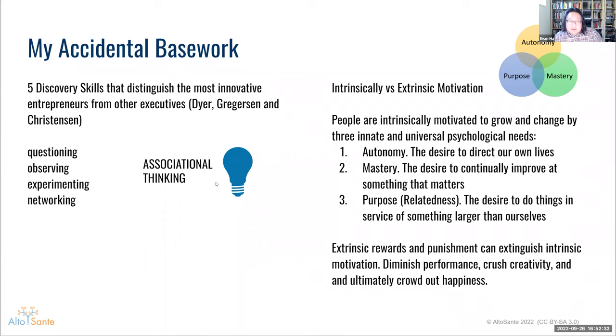And where it really comes from is something called associational thinking. In other words, you do all these things like questioning, observing, experimenting, networking. You're building a base for yourself. And from that base, your brain does some magical stuff and the thing just pops. It's that classic thing. If you're working on a problem, you're super frustrated and you're just going nowhere, you should go take a walk. Take a shower, take a nap, do something else. And all of a sudden, when you're not thinking about it, guess what happens? The answer shows itself. It's just one of those mysteries of human cognition.